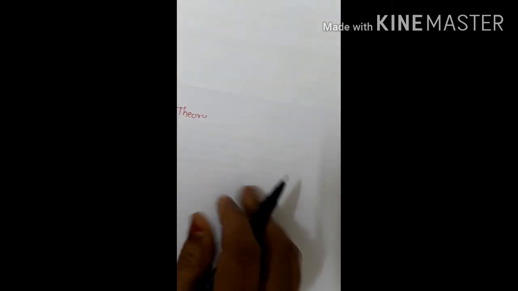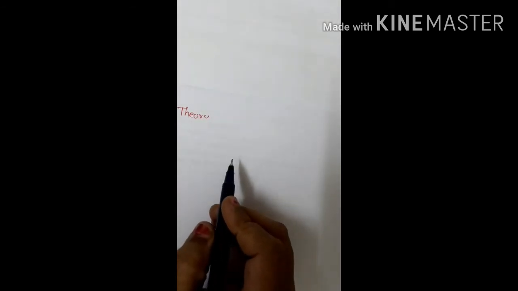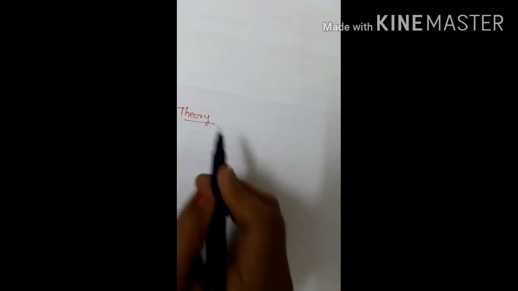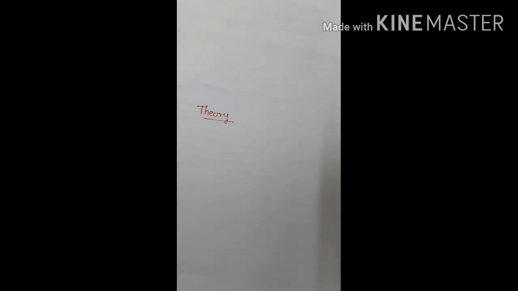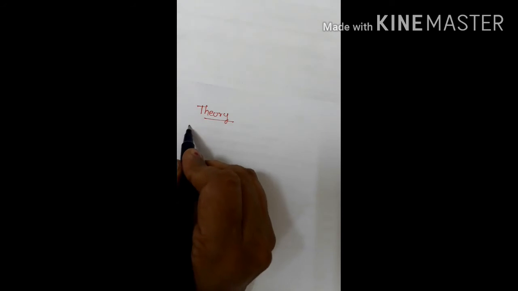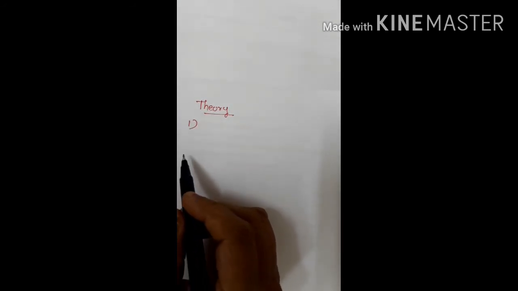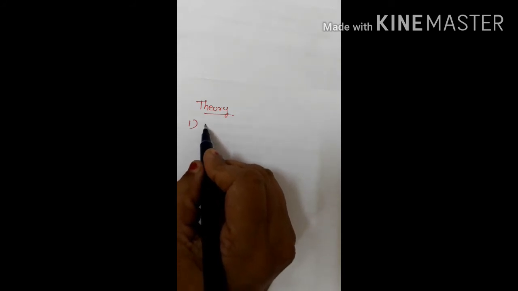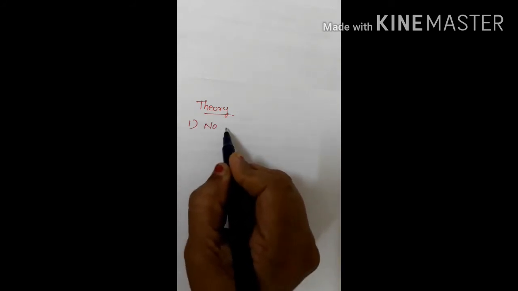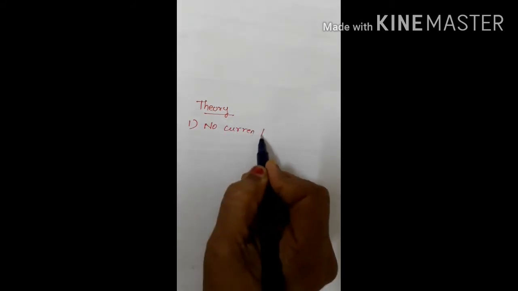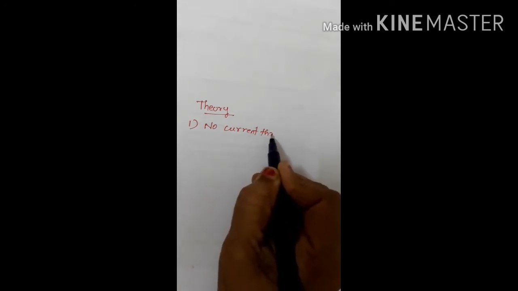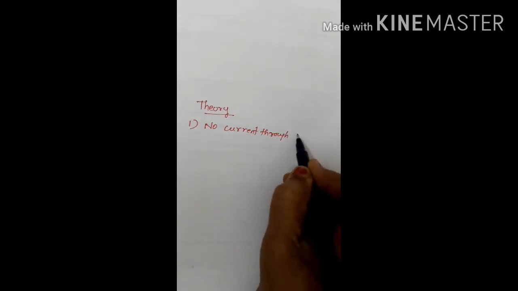Now we will see the theory. Now we are going to derive the formula for BH in this. First thing, what will we discuss about the theory? First what you have to do is, you are not going to pass current to the coil. So no current is passed through the TG coil.